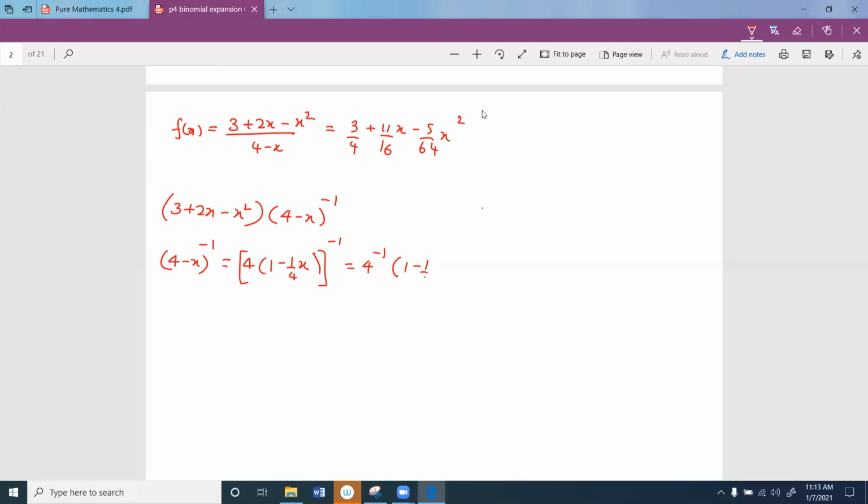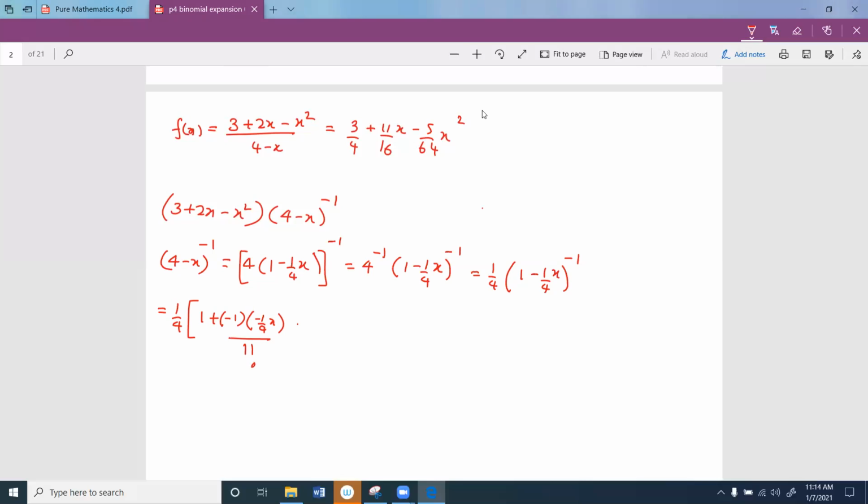1 minus 1 over 4x to the power minus 1. So this has turned into 1 over 4, 1 minus 1 over 4x to the power minus 1. I'll just expand this: 1 plus n, where n is minus 1, times minus 1 over 4x, over factorial 1.